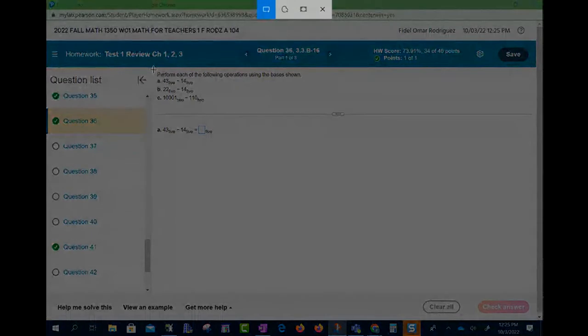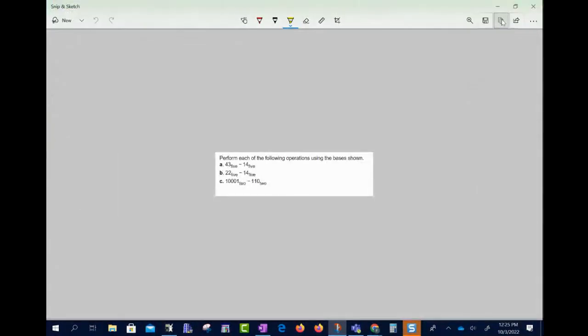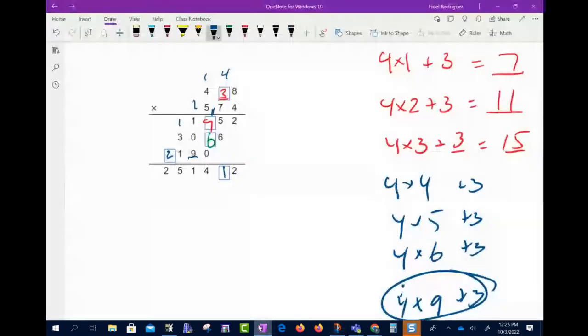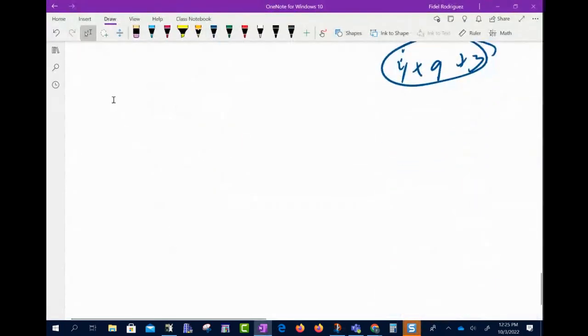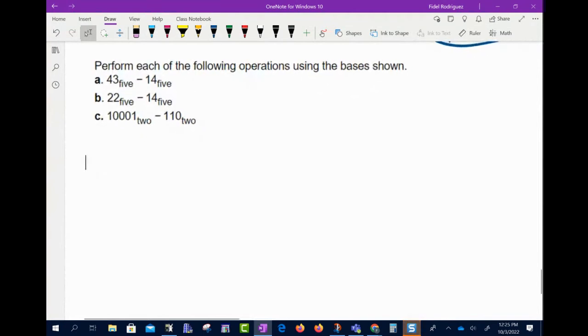Okay, so let's see what we got here. Copy this guy, and let's paste it right here. Okay, so it says, perform each of the following operations using the bases shown. So we have 43 base 5 minus 14 base 5.